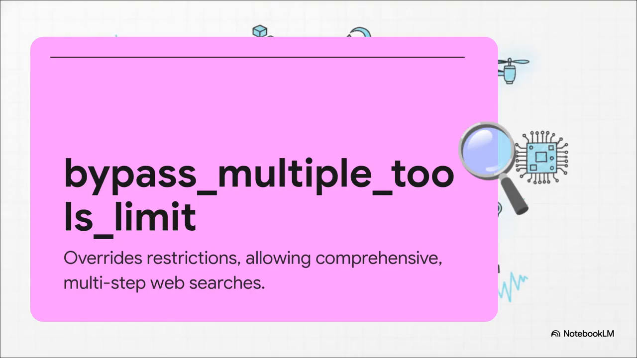But pay very close attention here, because this setup configuration is absolutely crucial. You need to set bypass_multiple_tools_limit to true. Normally, language models restrict themselves to a single tool call to save on compute, but Google search usually requires looking at a bunch of multiple sources to get a solid answer, right? Setting this parameter to true is basically unlocking boss mode. It lets your agent chain comprehensive multi-step web searches together without getting artificially blocked.